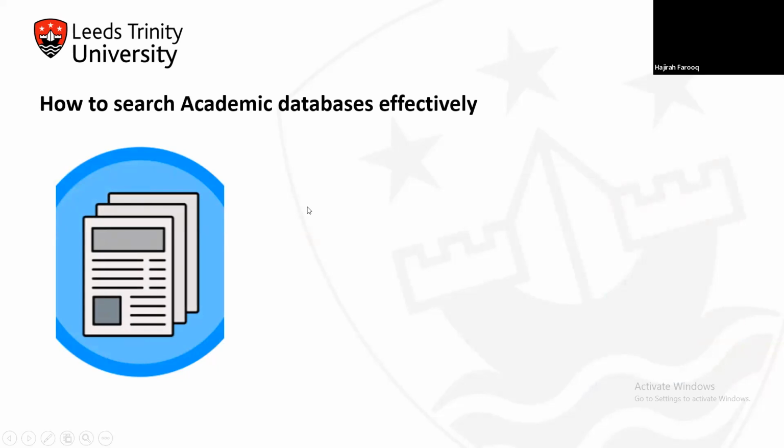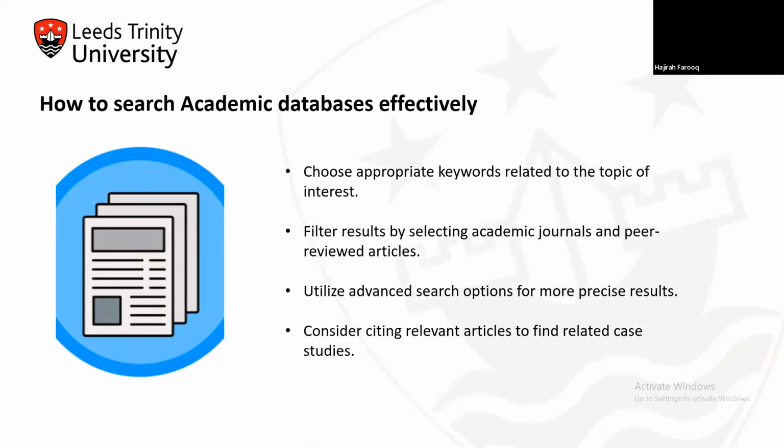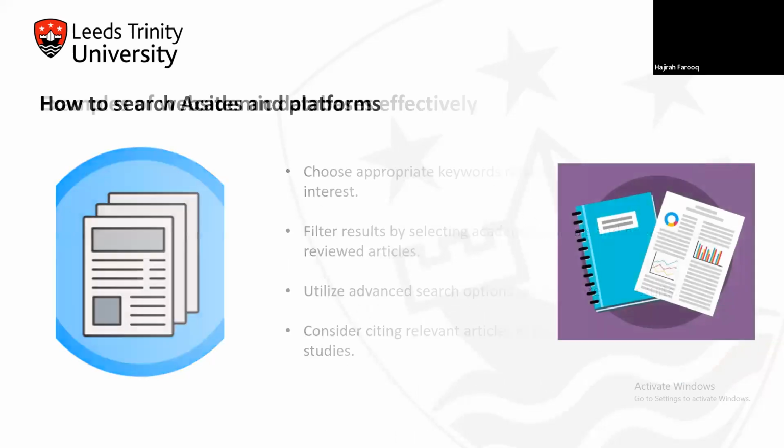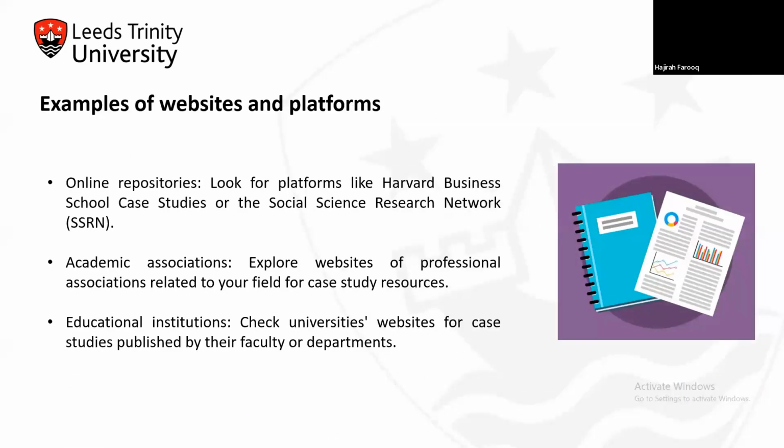After that, we studied how to search academic databases effectively. The student or anybody who wants to do this needs to choose appropriate keywords related to the topic of interest, filter results by selecting academic journals and peer-reviewed articles, utilize advanced search options for more precise results, and consider citing relevant articles to find related case studies. And then we discussed some examples of websites and platforms.